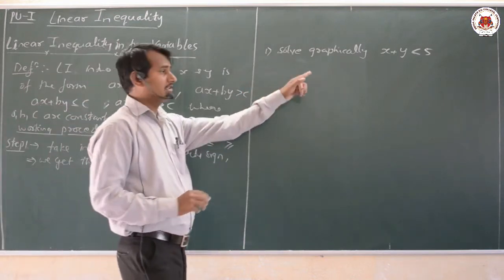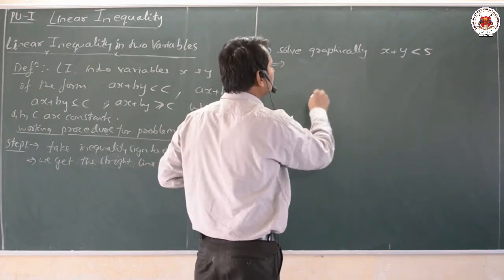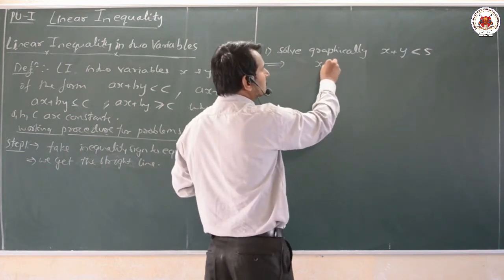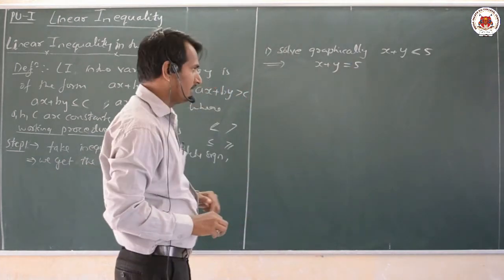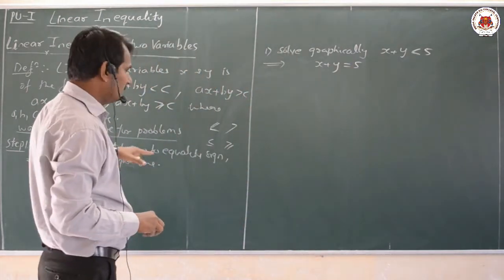Now similarly I will solve the problem here. What is the first step? The given inequality x plus y less than 5, I am writing it as x plus y equal to 5. Next, afterwards, I will draw the graph.